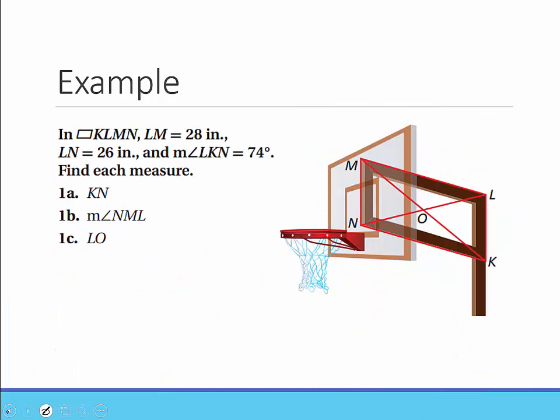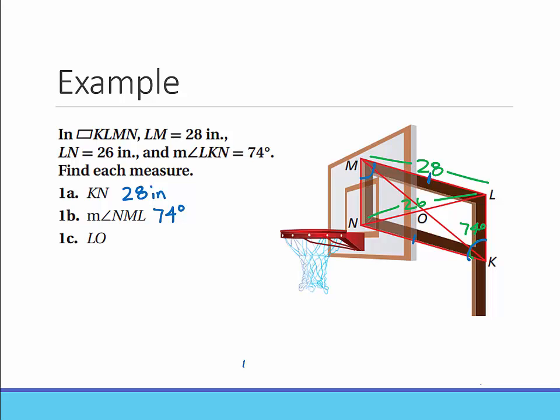So let's use that information. I gave you a parallelogram and told you some information. The distance from L to M is 28 inches. I told you that L to N, so this diagonal here, is 26 inches. And then this angle, LKN, is 74 degrees. So if they ask you for KN, that's across from this 28. Remember, these have to be congruent. So I know that's also 28 inches. And NML is this one up here. And remember, these are congruent. So this has to be 74 degrees.